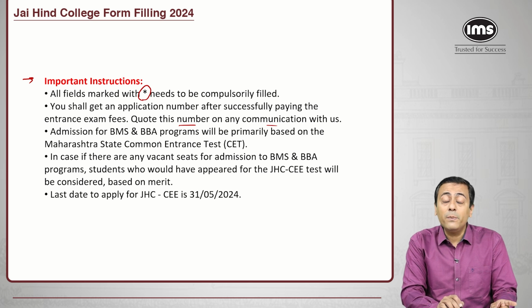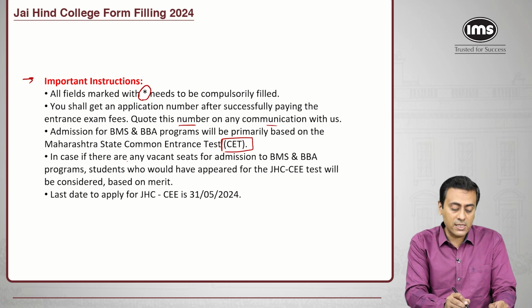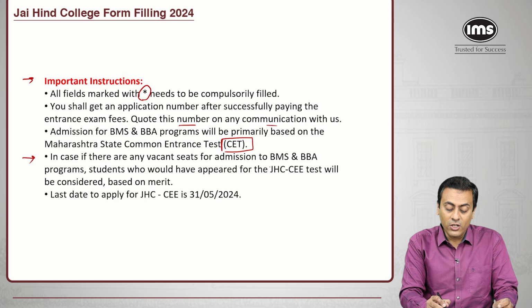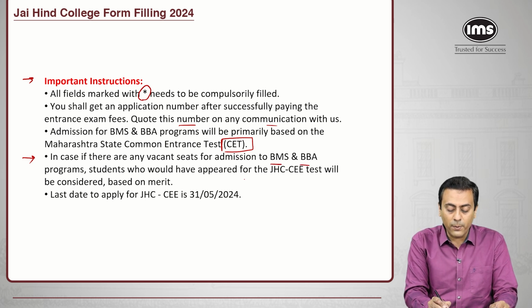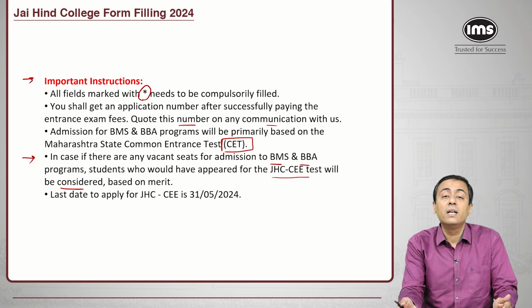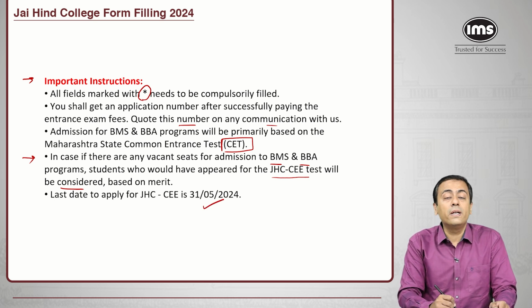Admission for BMS and BBA, as mentioned earlier, will be based on the Maharashtra CET entrance test. Now, this is a very important point. In case there is any vacant seat for admissions to BMS and BBA programs, students who have appeared for JHC CEE will be considered based on merit. If there are any seats left, then students might get admission for BMS and BBA if the student has taken the JHC CEE entrance test. And the last date to fill the form is 31st May 2024.